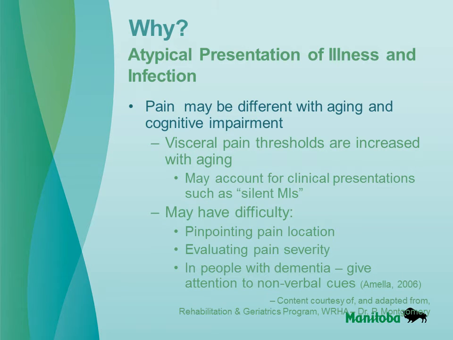Another reason why illness may be expressed atypically is that pain may be experienced and communicated differently with aging and cognitive impairment. Visceral pain thresholds are increased, thus classic signs and symptoms may not be present in illness such as cardiac disease, the silent MI. Recognition of atypical signs and symptoms can result in early detection and treatment. As well, older adults may have difficulty pinpointing pain location and evaluating pain severity. In people with dementia, give attention to nonverbal cues.